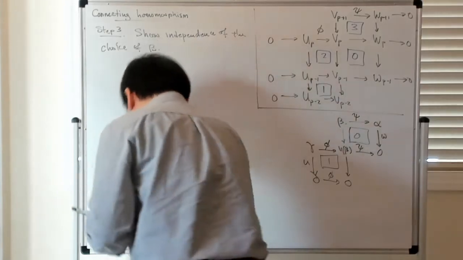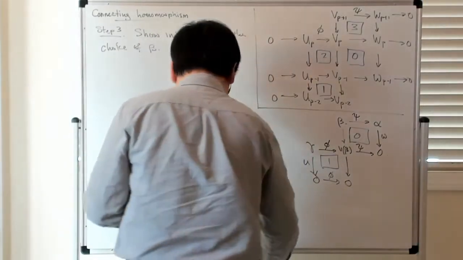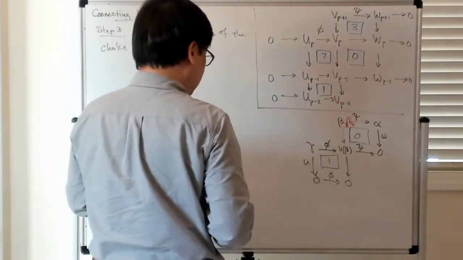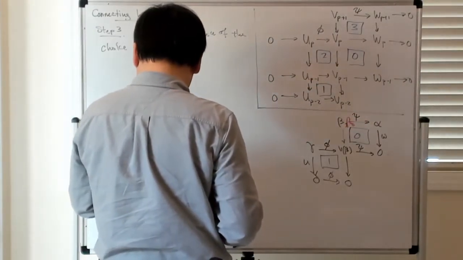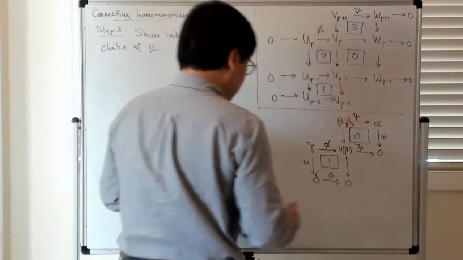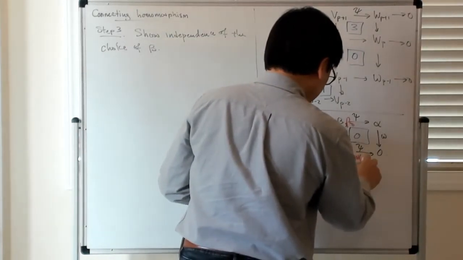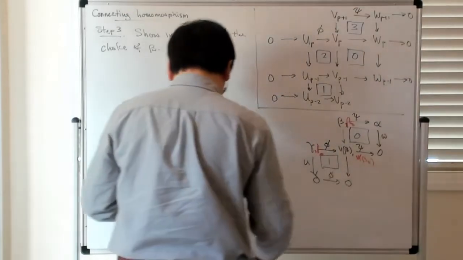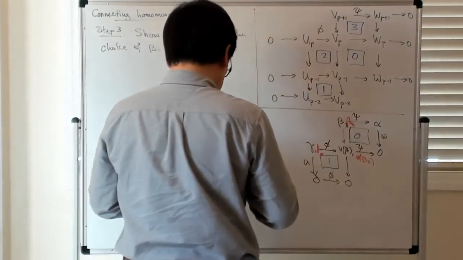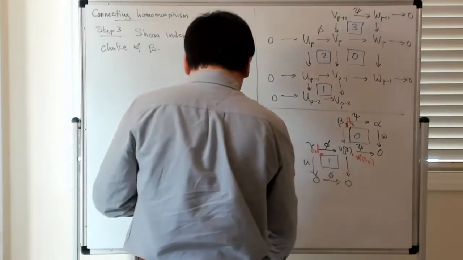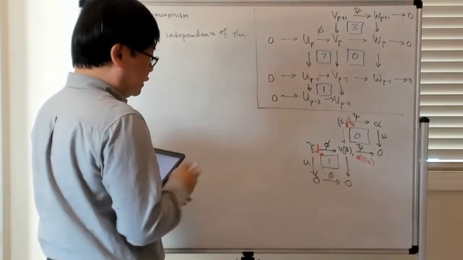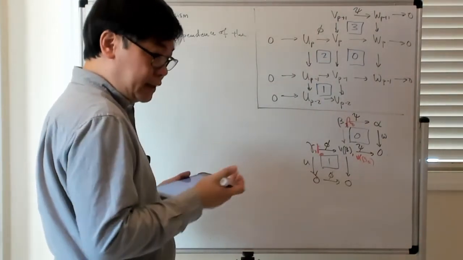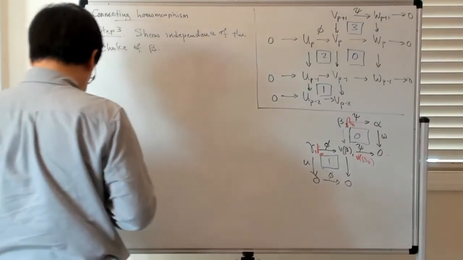So let me try to do this. Let's say I have a beta 0 here, and then you get a v of beta 0, and then you have a gamma 0 here. So we're going to track that. We're going to show essentially that the difference between gamma and gamma 0 is a boundary, and if it is, then that means that they're in the same homology class.